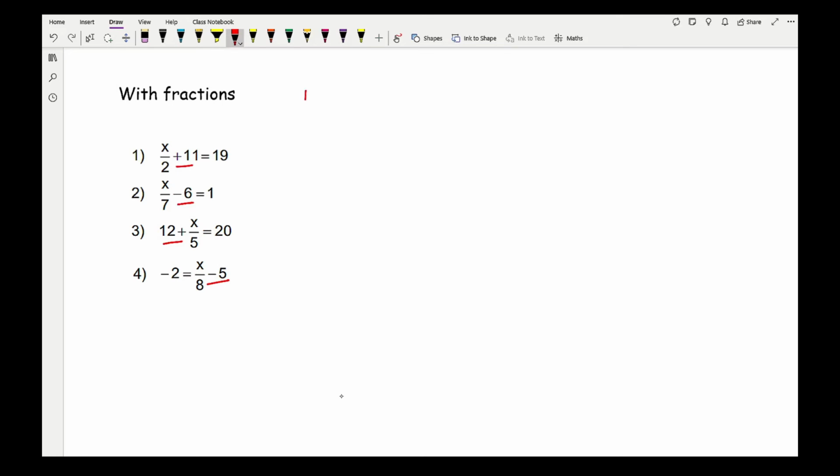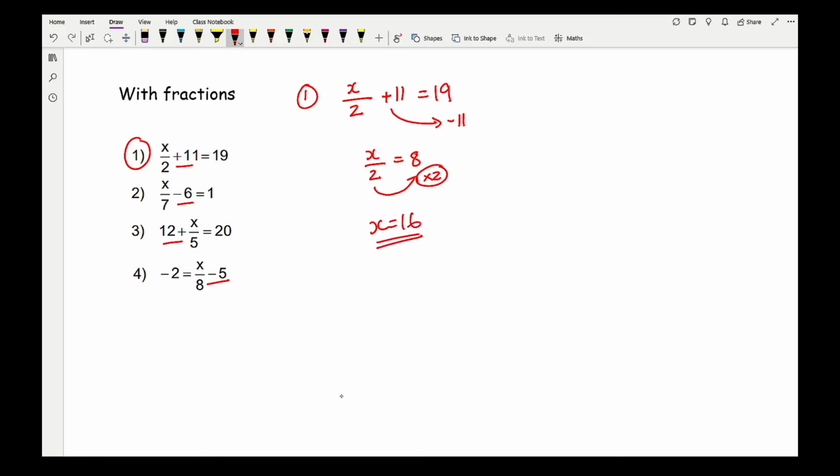So with question 1, which I'm just going to do in red, here I've got x divided by 2 plus 11 equals 19. So again, I'm going to get rid of the 11 by taking away 11. So I've got x over 2 equals 8. And then the opposite of dividing by 2 is to multiply by 2. So I get x equals 16, and there is my final answer.